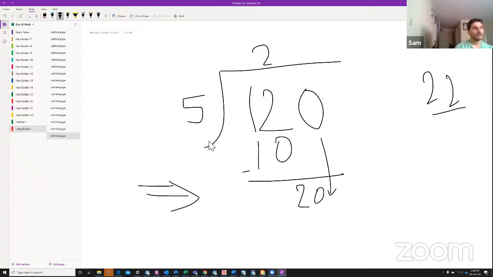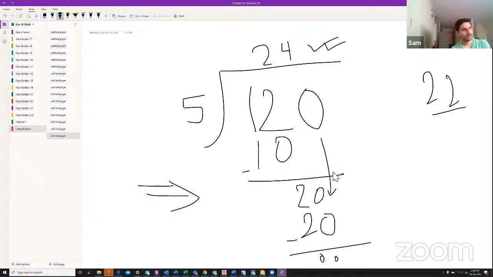For 20, we're going to divide by 5. If you divide 20 by 5, that will be 4, right? 4 times 5 is going to be 20. And you do 20 minus 20 is 0, okay. So 24 is the right answer on this one, okay? Not 22, but that was pretty close, okay? All right.